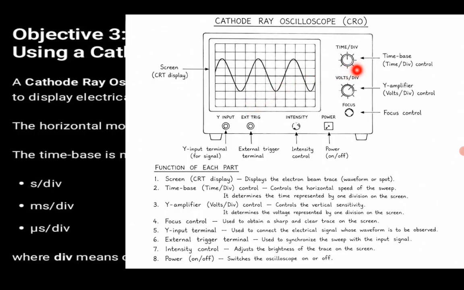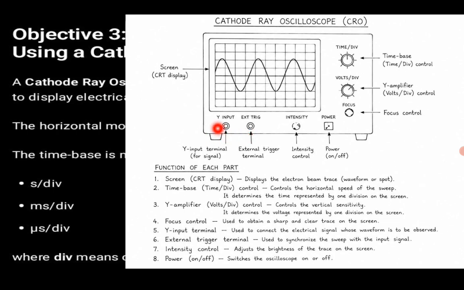So it has these features, the buttons. There's time per division and volts per division. That's why later on you will learn that a cathode ray oscilloscope can be used to measure small time intervals or the frequency of a wave. It can also be used as a voltmeter to measure voltage. So this button is used to set it to measure voltage. But our interest is how this can be used to measure very small time intervals.